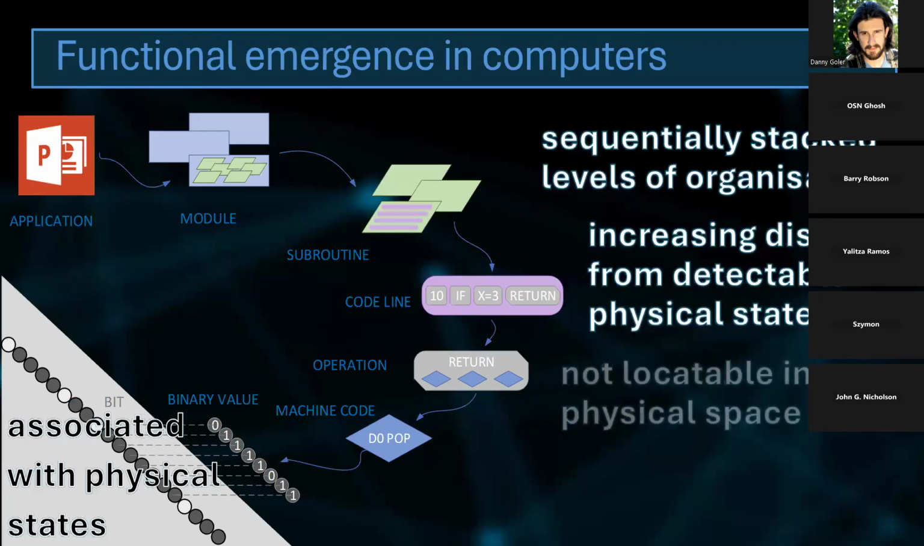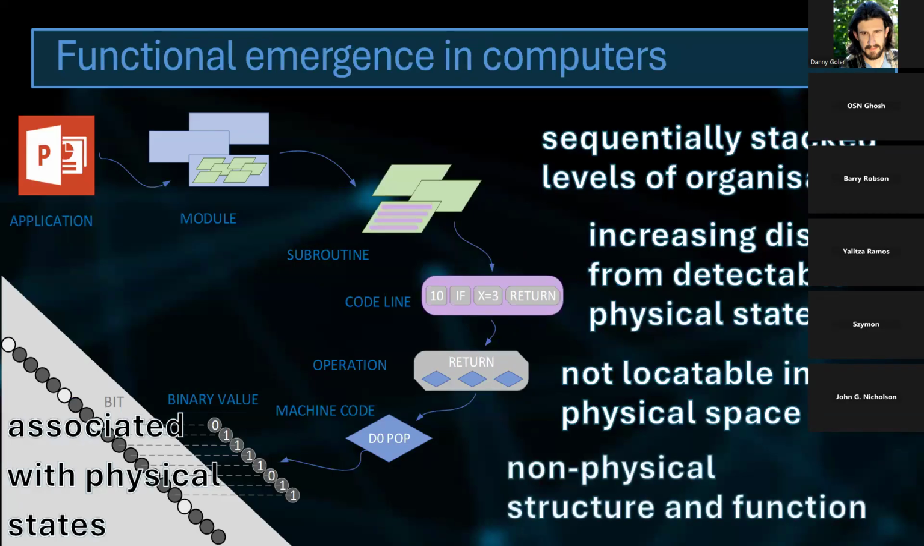So concluding this, functional emergence in computers is based on sequentially stacked levels of organization, which have an increasing distance from the detectable physical states on which it's ultimately all based, so that it's not locatable in physical space, and it has a non-physical structure and function. This being the case, it may seem slightly odd that it's so easy for us to interact with computers if all of this really is hidden in some abstract, non-detectable information dimension. So how do we do that?